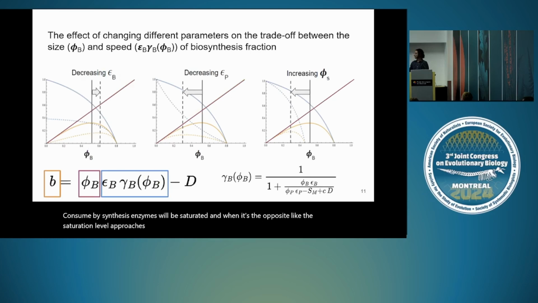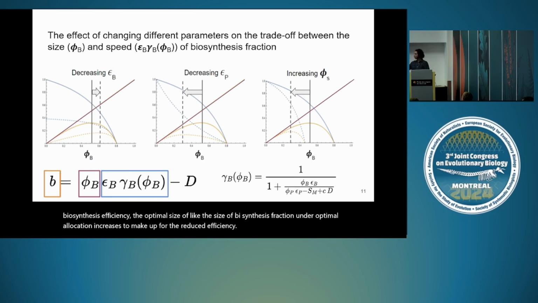And using this, I can investigate the effect of changing different parameters on the shape of these curves, which is basically our fitness surface and the optimal allocation. For example, on the left, you can see that when I decrease the biosynthesis efficiency, the size of the biosynthesis fraction under optimal allocation increases to make up for the reduced efficiency.